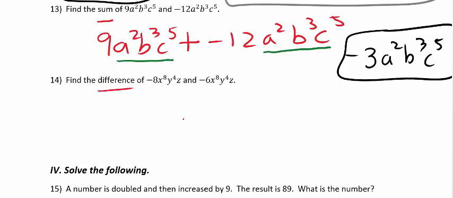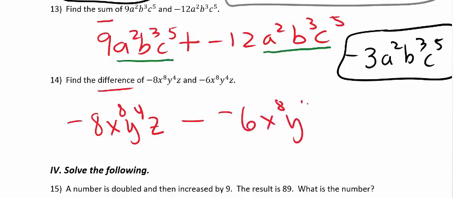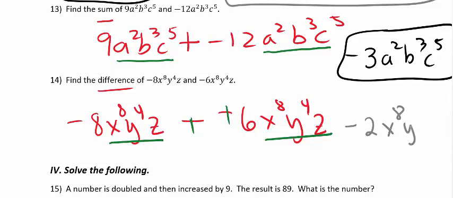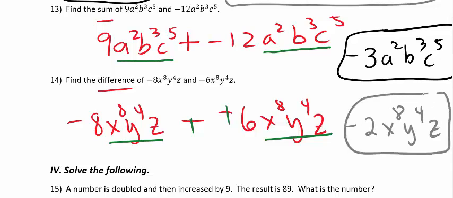Now the difference means to subtract, and that means we're going to subtract negative 8x to the 8th y to the 4th z and negative 6x to the 8th y to the 4th z. Whenever we subtract a negative, we can zip-zap it and it becomes plus a positive. And we can only add these two together if the variable part is exactly the same, which they are. They're both x to the 8th, y to the 4th, z. So we just add the numbers in front, and negative 8 and 6 gives us a negative 2, and we keep the variable part the same.